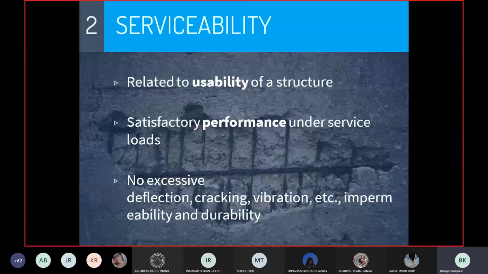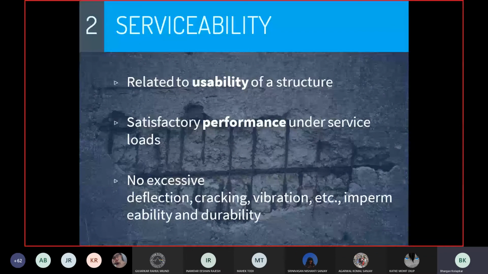The next thing is about serviceability, which is related to the usability of the structure. The structure should perform satisfactorily under all the service loads, meaning that there should be no excessive deflection, cracking, vibration, impermeability, which is day by day becoming a very critical concern in buildings, and durability.